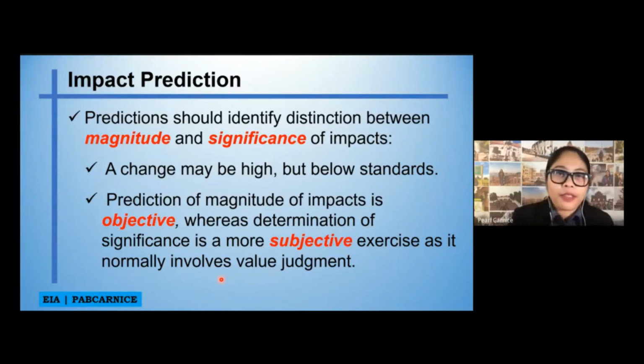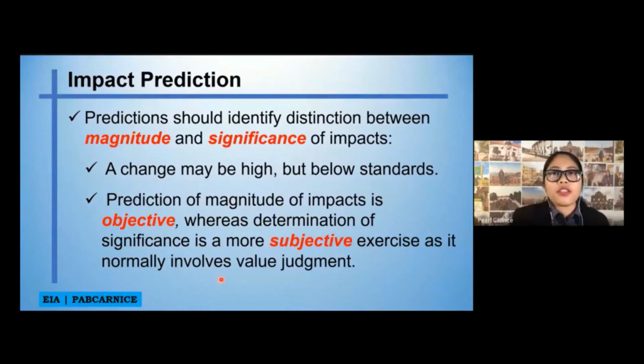That is why, just like my example to you, after 5 years of your poultry business, there was a significant difference on the water quality, which is your reference point, the baseline information of the water quality, and then your water quality after 5 years. There is a significant difference subjectively based on statistics. However, objectively based on the water quality standards, it is still below the standards. Therefore, the water is still acceptable for daily use. So again, magnitude of impacts is objective, that which is based on standards, and significance is more of a subjective exercise.